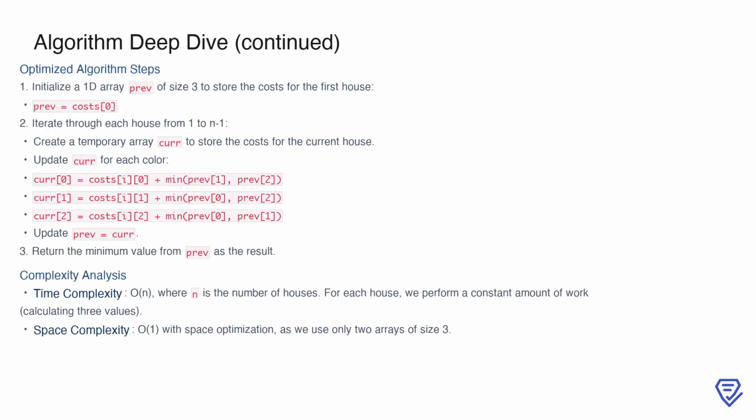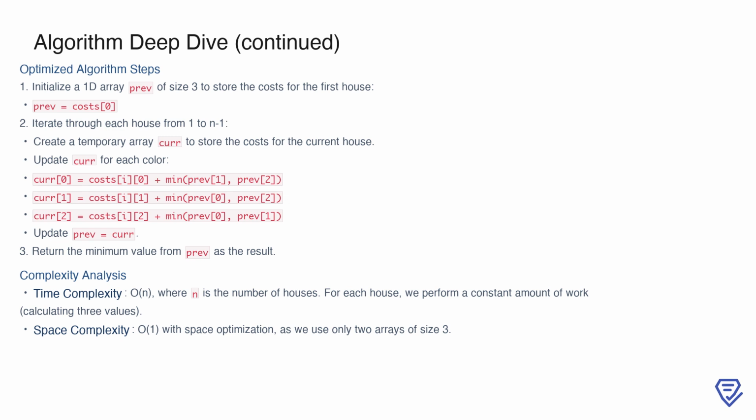To implement the optimized approach, we start by initializing a 1D array called previous to store the costs of painting the first house in each color. Then, for each subsequent house, we calculate the costs for each color using a temporary array cur. For example, the cost of painting the current house red is calculated as the cost of painting it red plus the minimum of the costs of painting the previous house blue or green. Similarly, we calculate the costs for blue and green.